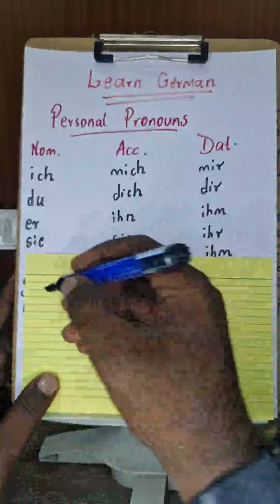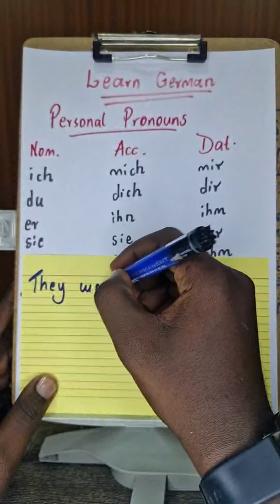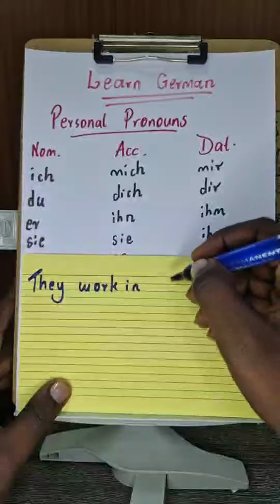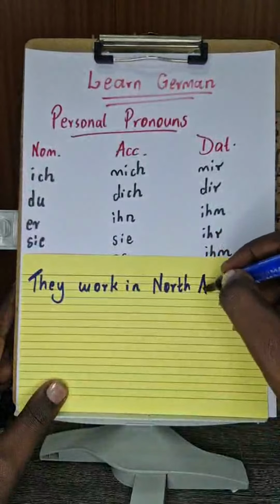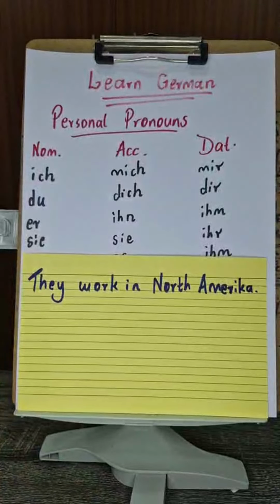Now, my first sentence says that they work in, how would you say they work in? Let's use North America. How would you say they work in North America? All right. They work in North America. For those who are asking, what is this accusative and dative? Don't worry. It's one of the lessons we would break in some future live that I have for us. Yeah? So how would you translate and say they work in North America?